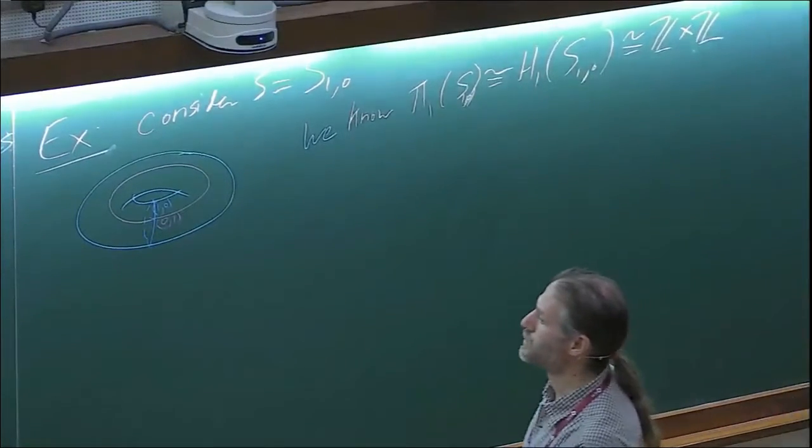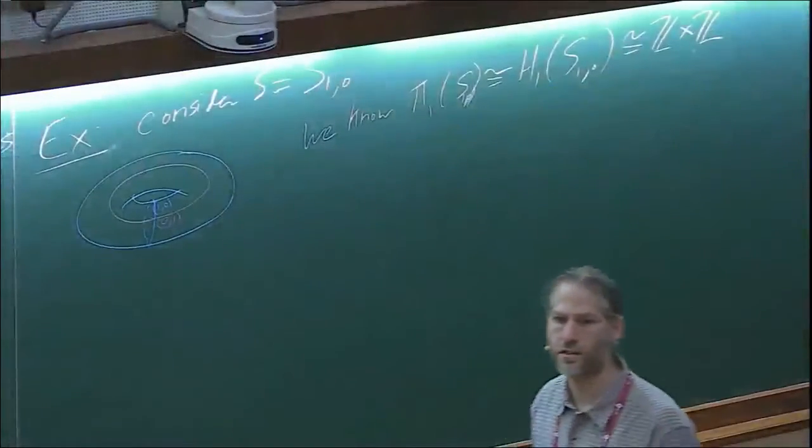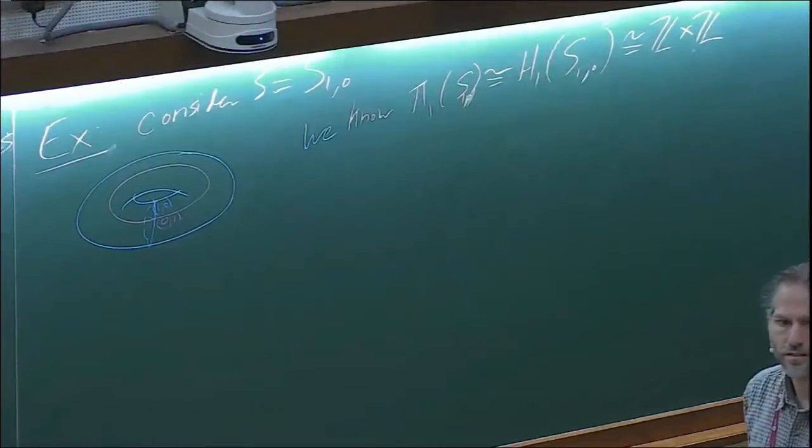Okay, so we know what all the vertices are. The vertices are easy to identify. The edges are also easy to identify. What are the edges in this complex?